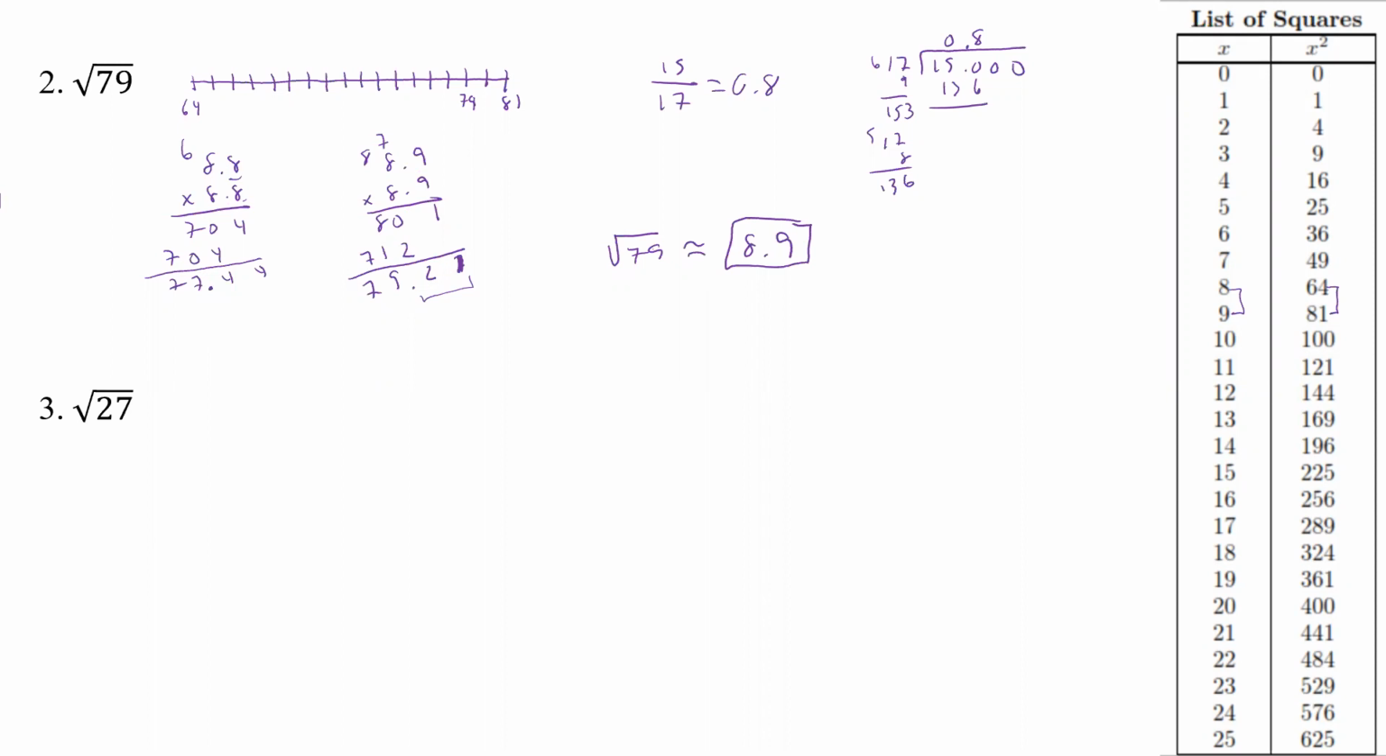All right, so let's do 27 now. Well, where's 27? Well, 27 is going to be between those two. So it's going to be 5 point something. And it's probably going to be closer to like 5.2 than it is to 5.9 because it's closer to 25 than it is to 36. So we'll draw our number line again. And here that's going to be 25, 26, 27, 28, 29, 30, 31, 32, 33, 34, 35, 36. And so that's our last one.